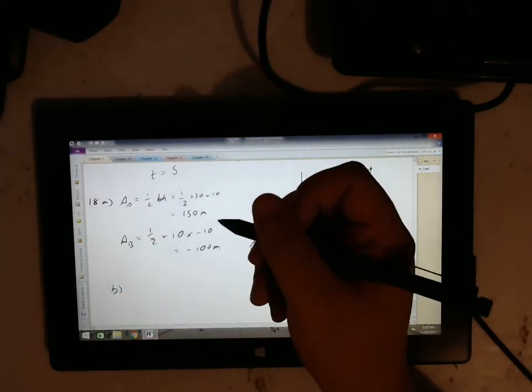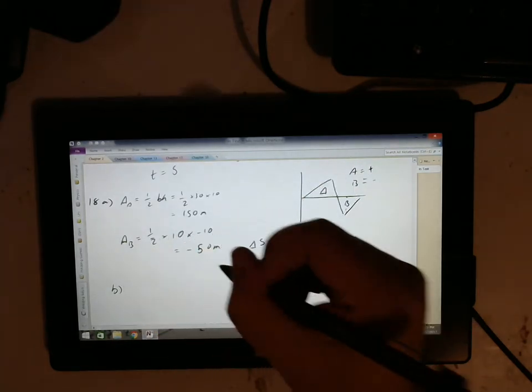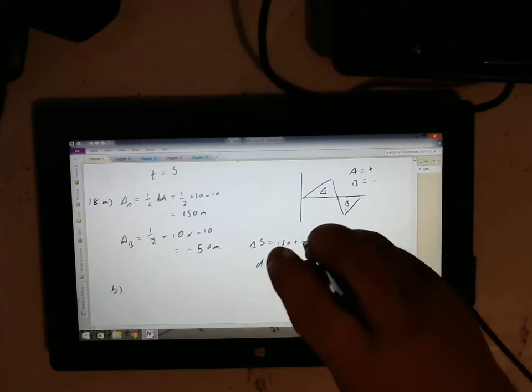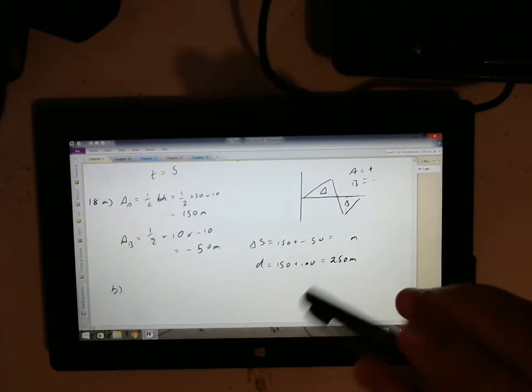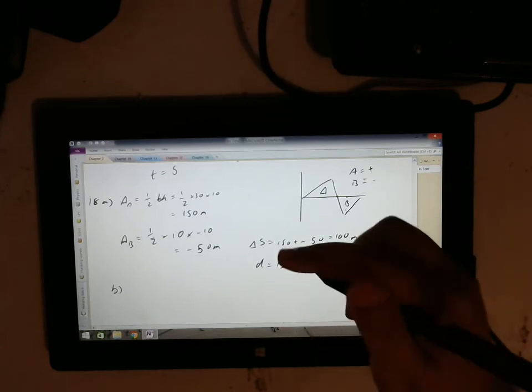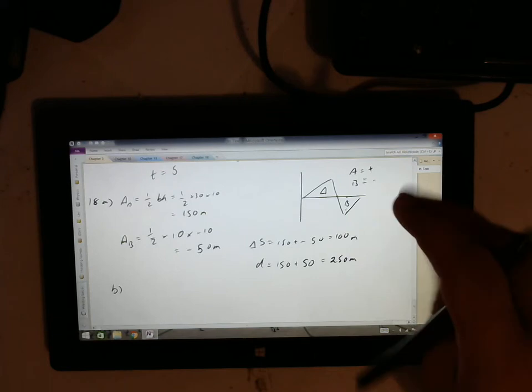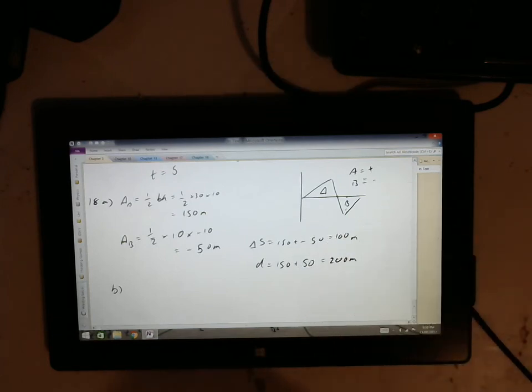10 times 10 is negative 100. Half of that is going to be negative 50. Which means that now we have take away 50 equals 100 meters, and then that's going to be plus 50 equals 200 meters. Yeah, because they work out the total just above.